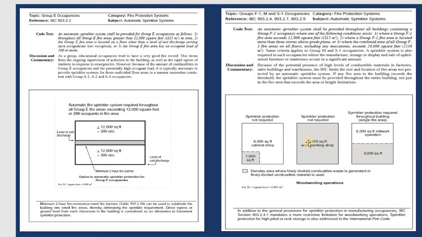This is another example. For instance, this is a woodworking shop of 2,400 square feet, and for the other one we don't need the sprinkler. Same thing for the other one: if it's a cabinet shop smaller than 8,000 square feet, and we have 1,000 square feet in the corner, the sprinkler is not required. This one we require if each has a different area and they have the barrier right here, and we need the sprinkler system for that one.